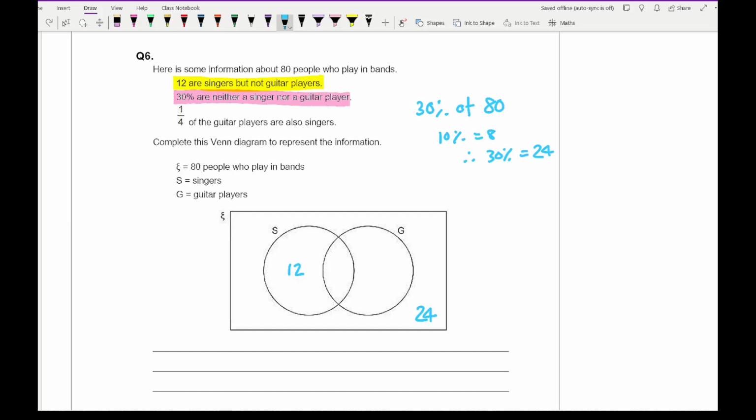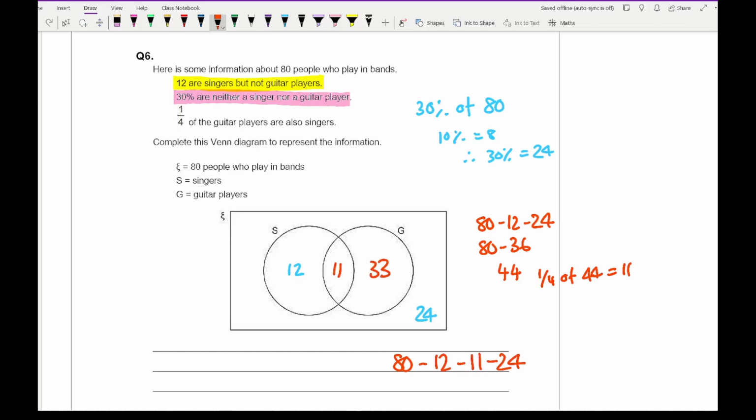And then it says a quarter of the guitar players are also singers. So in terms of what is left, I've got 80 minus 12 minus 24, which is 80 minus 36, which is going to give me 44. So I want a quarter of that, so a quarter of 44 equals 11. So 11 is going to go in here. And then if all the numbers add up to 80, all I've got to do is 80, take away 12, take away 11, take away 24, which gives me an answer of 33.